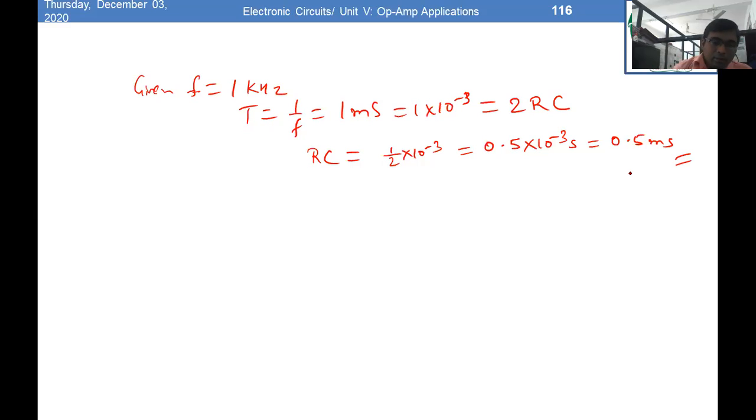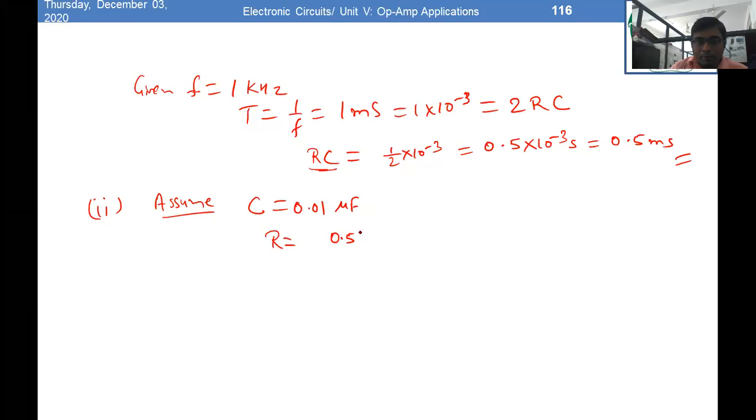Second, they have asked the value of the resistance R only. From this RC, you have to find the value of R. So for this, you have to assume some value of C. So C is equal to 0.1 microfarad or 0.01. Here I would take 0.01 microfarad. So you can calculate the value of R easily. So it would be 0.5 into 10 raised to the power minus 3 upon 0.01 into 10 raised to the power minus 6. And when you solve this, it comes as 50 kilo.